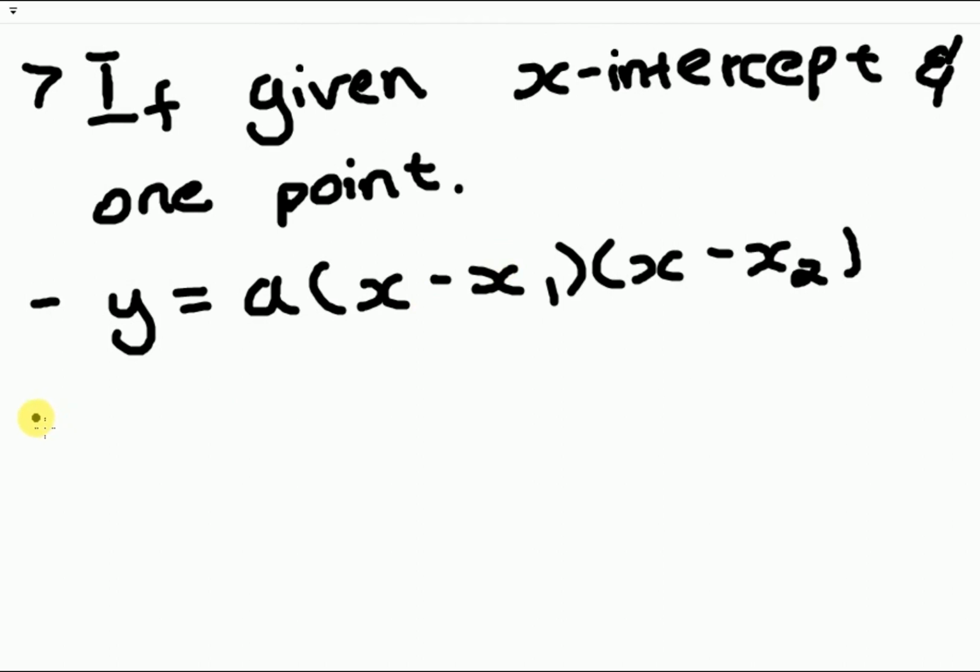How it works in this method is that you're going to substitute the values of the x-intercepts and then the given point, which is not an x-intercept, and solve for a to find the value of a.